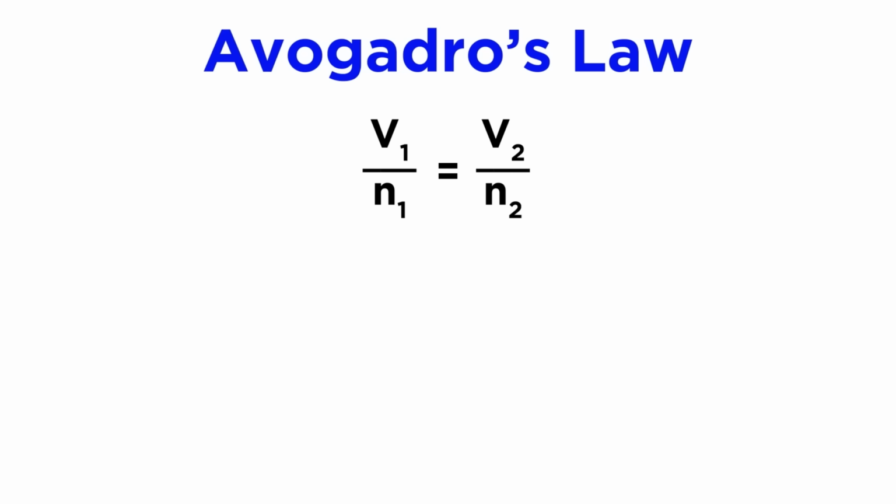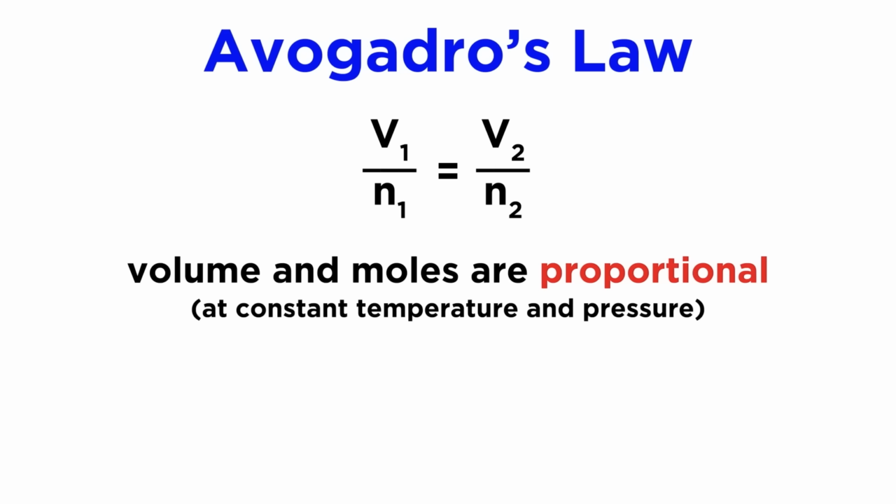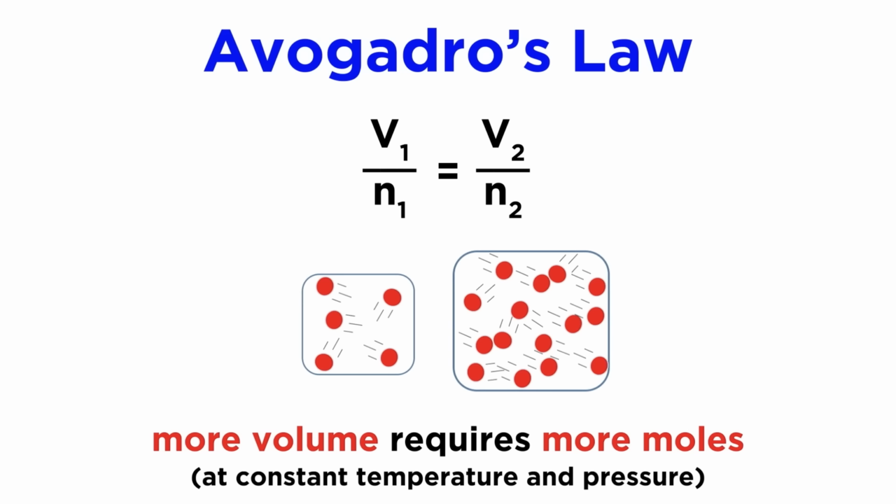Over time, this hypothesis was corroborated by much data, and it became Avogadro's law, which can be expressed as V1 over N1 equals V2 over N2, meaning that volume and moles are proportional at constant temperature and pressure. This is because, given some sample of gas, if we were to increase the volume of the container that gas was in, if temperature remained constant, meaning the particles move at the same speed, the only way to maintain the same pressure or frequency of collisions with the sides of the container would be to add more gas particles.